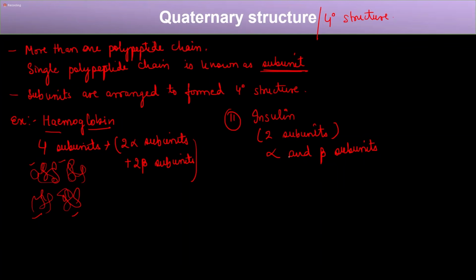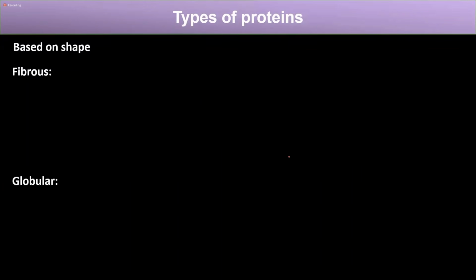Okay. So with this, we have completed the structure of a protein. We saw that there are four types of structure: primary, secondary, tertiary, and quaternary. In quaternary structure, there is more than one polypeptide chain, but in the rest of the three structures, there is only one polypeptide chain. Now, next, there are types of protein based on shape. So we'll talk about the types of protein on the basis of shape.